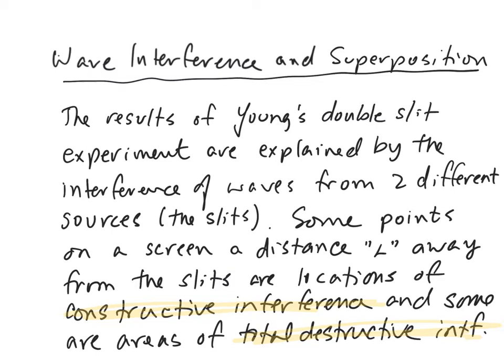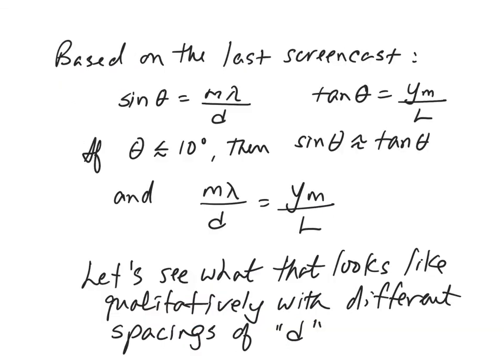You get just a dark spot. It doesn't alternate between bright and dark as you look at it. It's just constantly dark at the dark fringes, and the bright fringes are constantly bright because you either have a crest or a trough constructively interfering in those locations. So that's kind of a qualitative review.